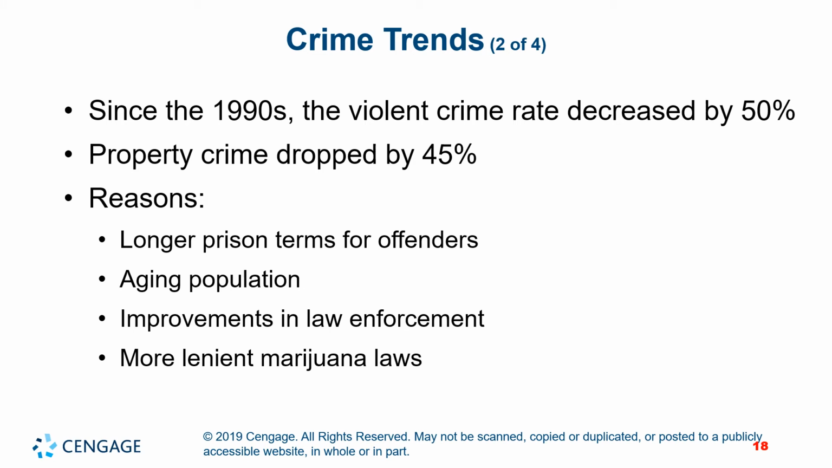Since the 1990s, the violent crime rate has decreased by 50%. Property crime has dropped by 45%. Some of the reasons are longer prison terms for offenders, aging population again, improvement in law enforcement, and also more lenient marijuana laws.